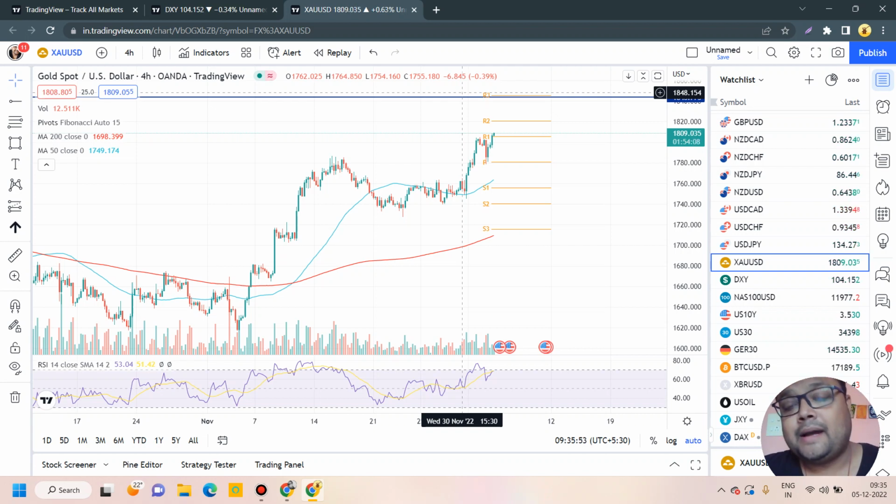And my dear friends, this is my analysis. I can be wrong as well. No trader is 100% accurate. So please follow proper risk management.